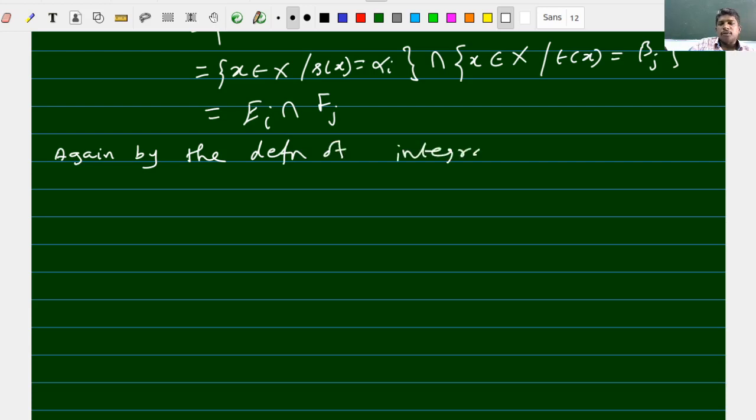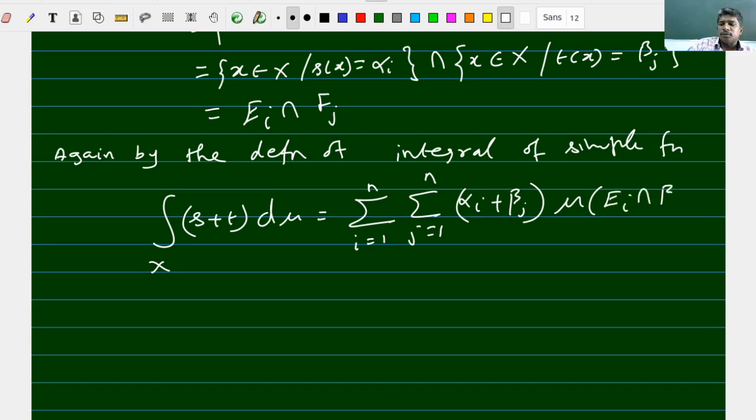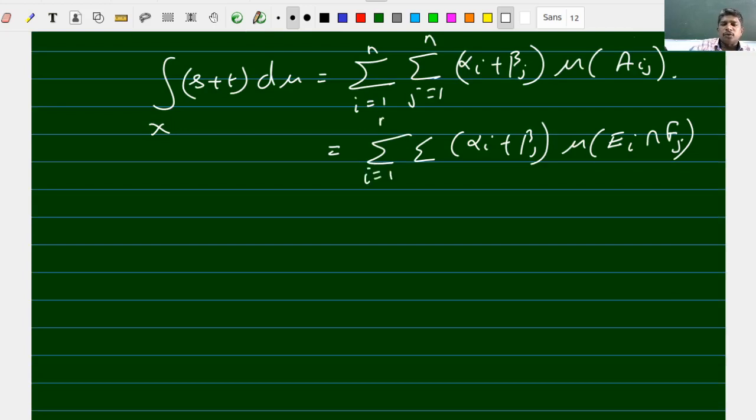Then again by the definition of the integral of a simple function, the integral over X of s plus t d mu is the summation over i from 1 to n, summation over j from 1 to m, of alpha i plus beta j times mu of E i intersection F j, that is, mu of A ij. Now we are going to split this summation into two parts in the following way.